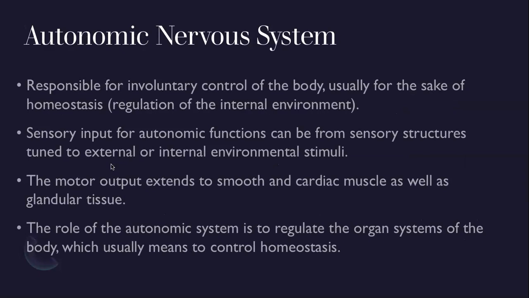The next is the autonomic nervous system, which is responsible for involuntary control of the body, usually for the sake of homeostasis, which again is regulation of the internal environment. Sensory input for autonomic functions can be from sensory structures tuned to external or internal environmental stimuli. The motor output would extend to the smooth and cardiac muscle, as well as glandular tissue. Remember, all things that are not going to be under your conscious control. The role of the autonomic system is to regulate the organ systems of the body, which usually means to control homeostasis.